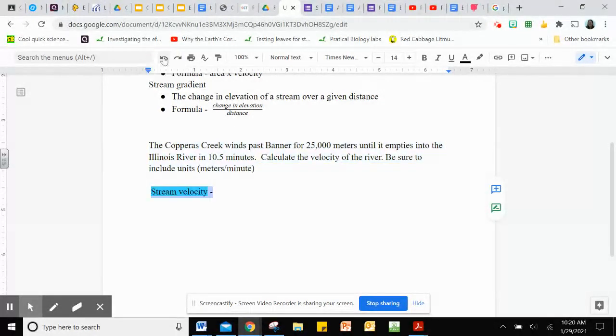So if we go to solve this, we have to remember that stream velocity, the formula for that is distance divided by time. So if we take our information from our problem, we have our distance at 25,000 meters and our time is 10.5 minutes. If you use a calculator to solve that, you should get 2,380.95 meters per minute.